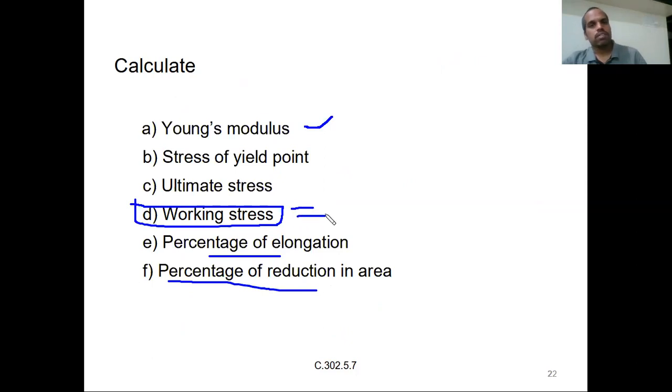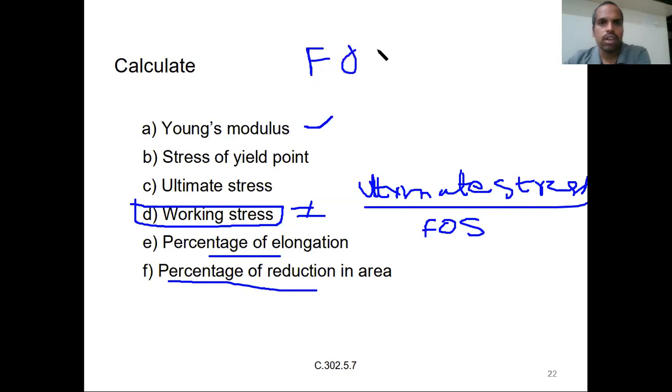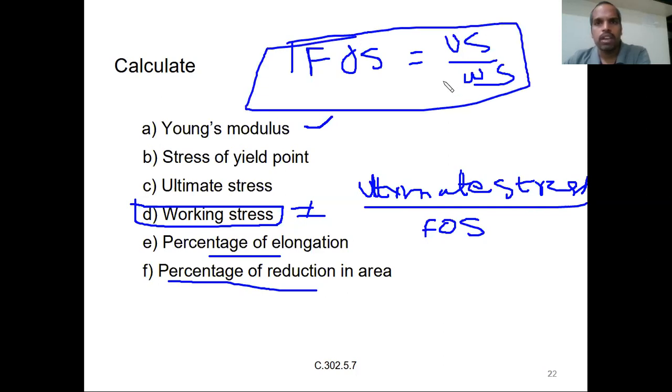Actually we have not defined working stress. So working stress is defined as the ratio of ultimate stress to factor of safety. Ultimate stress by factor of safety, FOS, that is what is given. Or simply, the definition of factor of safety is ultimate stress by working stress. Right? Factor of safety is equal to ultimate stress by working stress. This is the definition of the factor of safety.